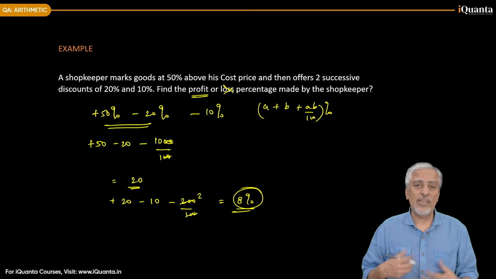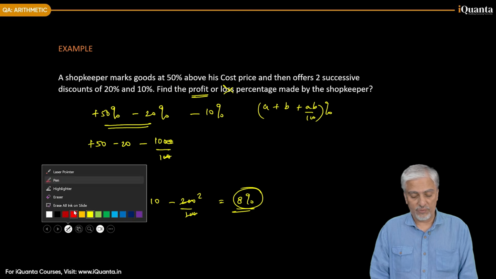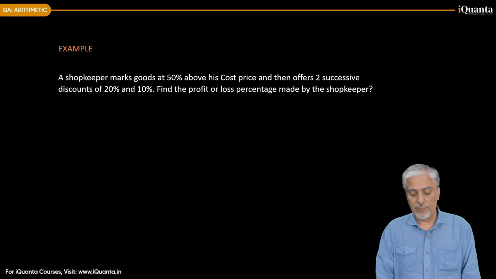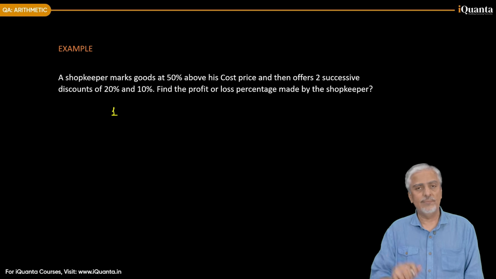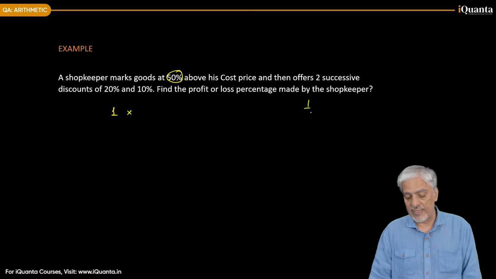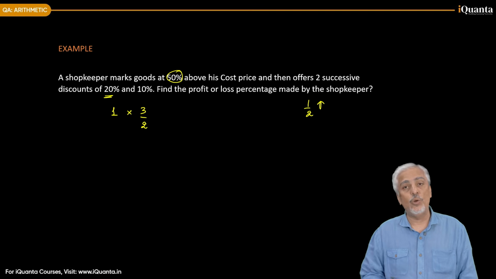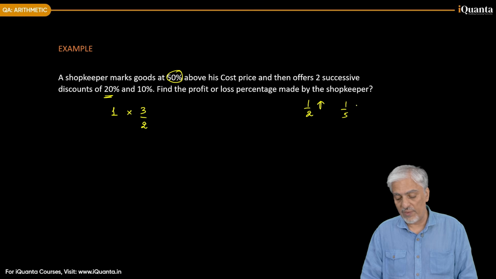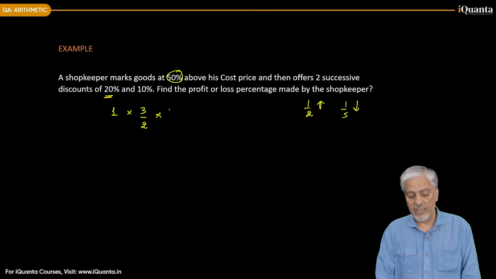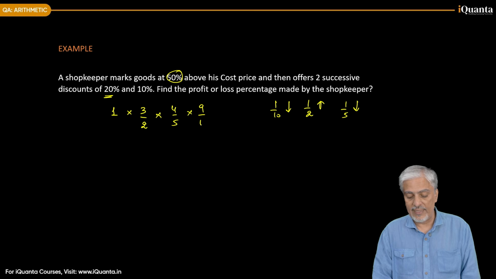Right? So obviously you can do it with fractions also. It will be much faster with fractions. So explaining with fractions, say if the cost price was 1 rupee. First, I want to increase by 50%. That means when you increase by 50%, 50% is half. If you're increasing something by half, it becomes 3 by 2. And then you're giving a discount. Discounts are always bringing down. So 20% is 1 by 5. When you're bringing something down by 1 by 5, it will become 4 by 5. Second time you're bringing it down by 1 by 10, which means it will become 9 by 10.